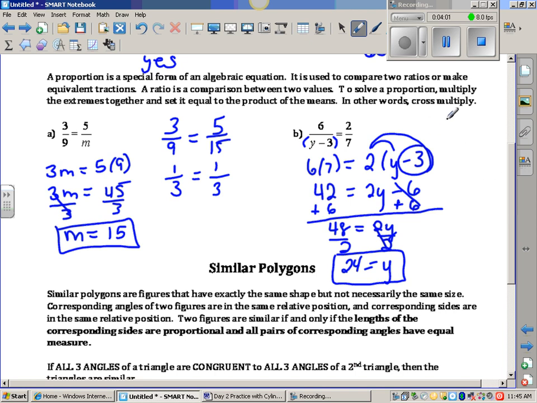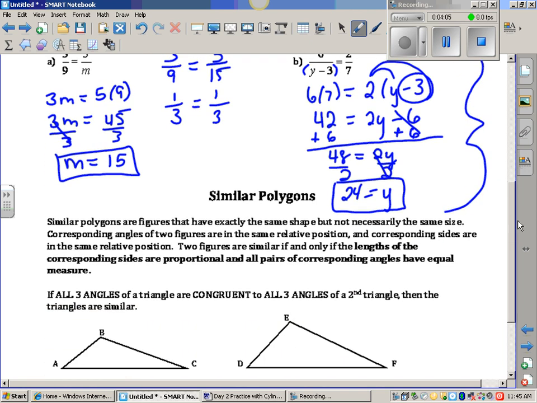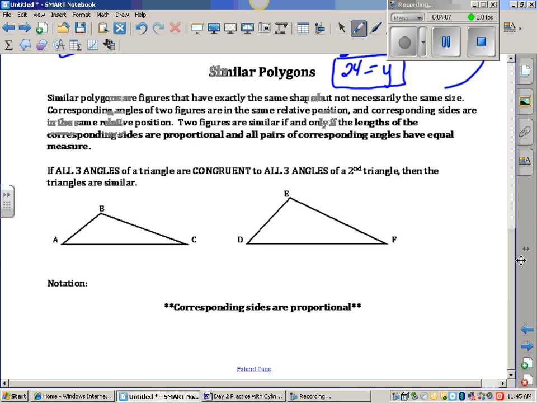All right. If you have any questions, please do not hesitate to come see me tomorrow. And now we're going to use what we know about our proportions and apply it to our similar polygons. Similar polygons are figures that have exactly the same shape but not necessarily the same size. We saw this a lot when we did our dilations.